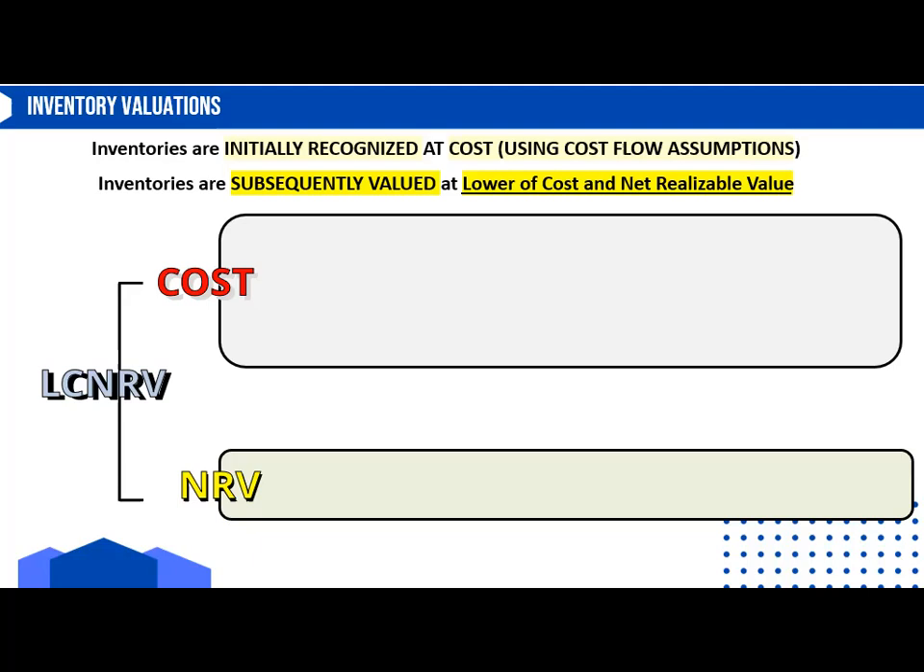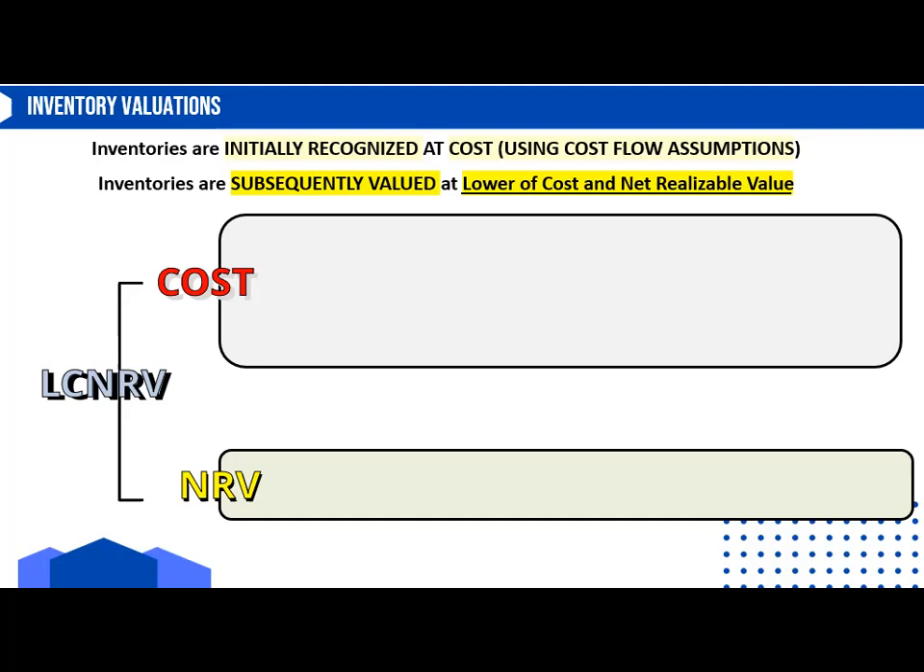Let's say, nagbebenta ako ng phone, right? When I initially value it as my inventory, I will value it at how much I bought it. So let's say the phone is 10,000. After 3 years, hindi ko siya nabenta. The question is, how much should I value my inventory? Is it still at the cost of 10,000? Hindi tayo nag-depreciate sa inventory. But in essence, mayroong nawawalang value doon sa 10,000 na yun.